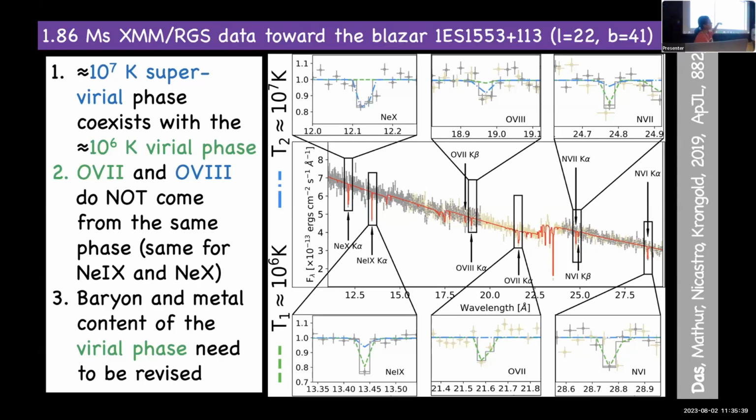So if we assume they are coming from the same phase, we will overestimate the temperature of the virial phase, underestimate the ionization fraction, and that would increase the column density of total oxygen and total metals. So that way, the baryon content and the metal content of the virial phase might be overestimated in oxygen-only analysis. But since the super-virial phase is there, that also has some non-zero mass and metal content. Now, depending on how ubiquitous that is, which we don't know yet, that will also have some non-zero baryon and metal mass. But again, the phase distribution will be different.